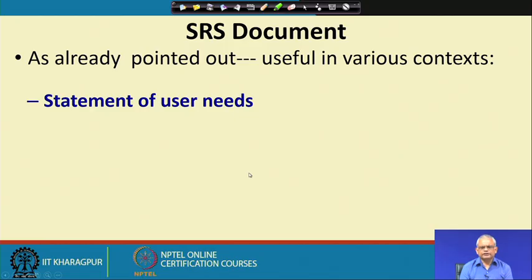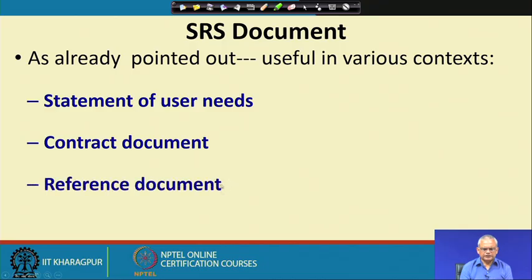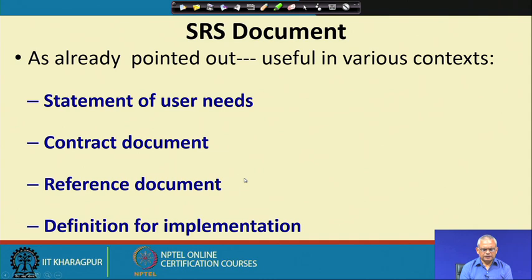The SRS document is a very important document used by various types of users, and it should be written such that it can be understood and is useful to different users, because they may look for different types of information in the SRS document. It serves as a statement of the user need, it is a contract document, it is a reference document for the development team to start development work, for the testers to design the test cases, and also it is the definition of the problem based on which the developers start to develop the work.